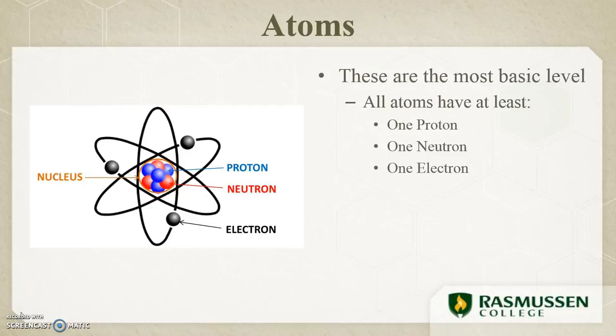So atoms are found at the most basic level of organization. Atoms always consist of at least one proton, one neutron, and one electron. A proton is a positively charged particle. A neutron does not have an electrical charge, and an electron is a negatively charged particle. The proton and the neutron make up the atomic mass of an atom, and they're also found in your nucleus, while the electrons revolve around the outside of the nucleus. When all three combine together, they make different combinations to create different elements.